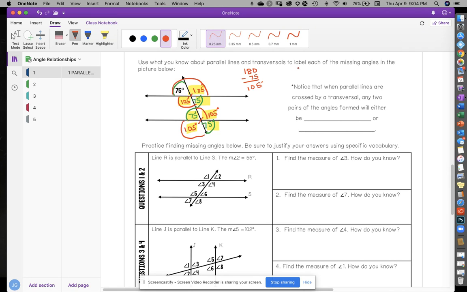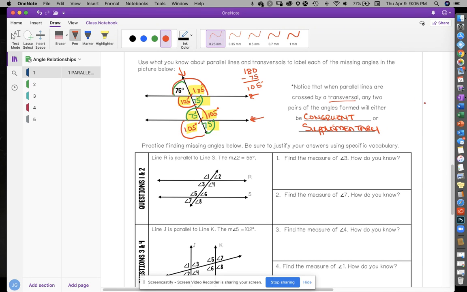So it says, notice that when the parallel lines are crossed by that transversal, this line right here, here's the parallel lines, and they got cut by this line right here, the transversal. Any 2 pairs of the angles formed will either be congruent, they're either going to be the exact same, or they're going to be supplemental or supplementary, meaning they add up to 180 degrees.